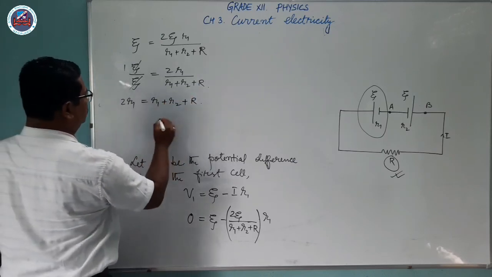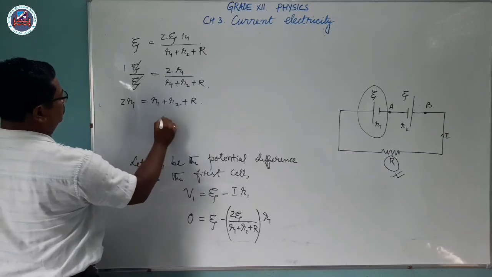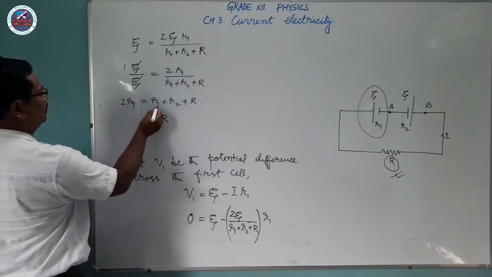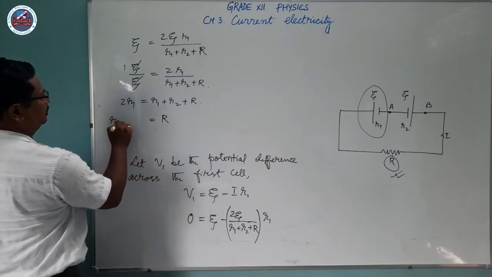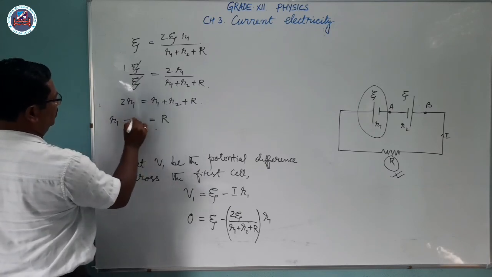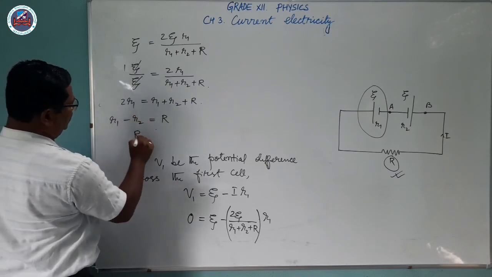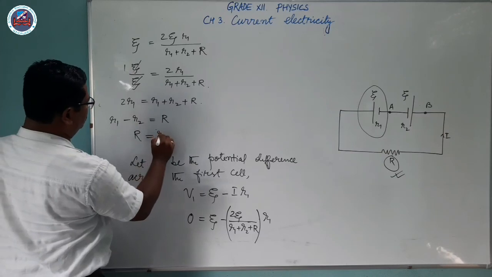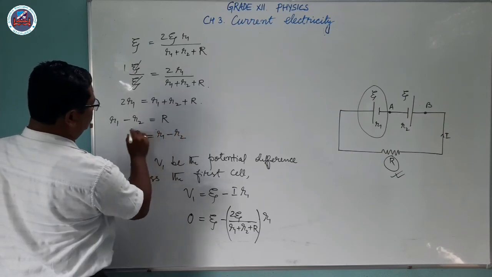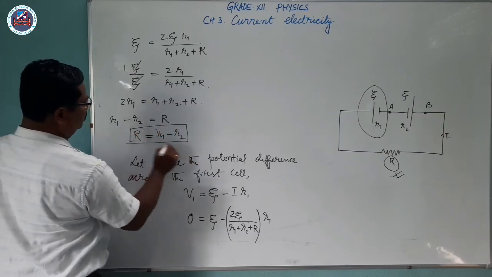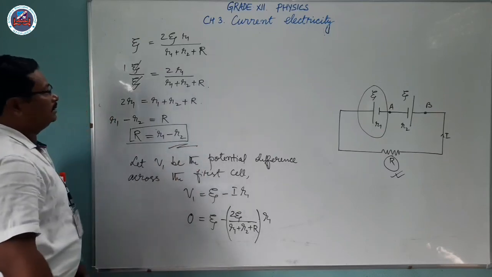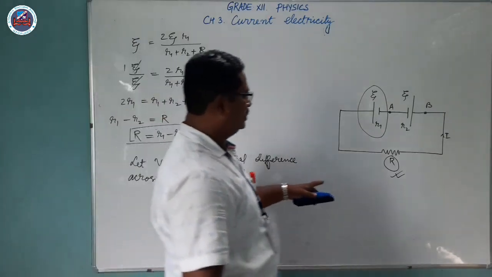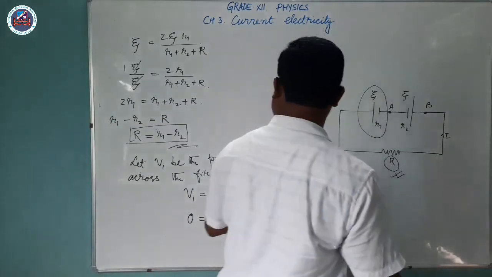So R will be equal to 2R1 minus R1, which is R1, plus R2, if you bring this side, minus R2. So you can get the expression for R in terms of R1 and R2. So this is your final answer: the external resistance R will be R1 minus R2.